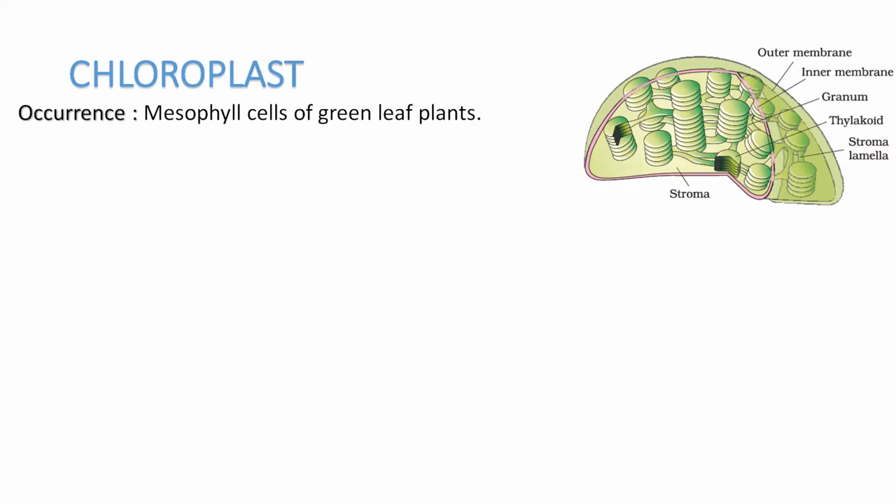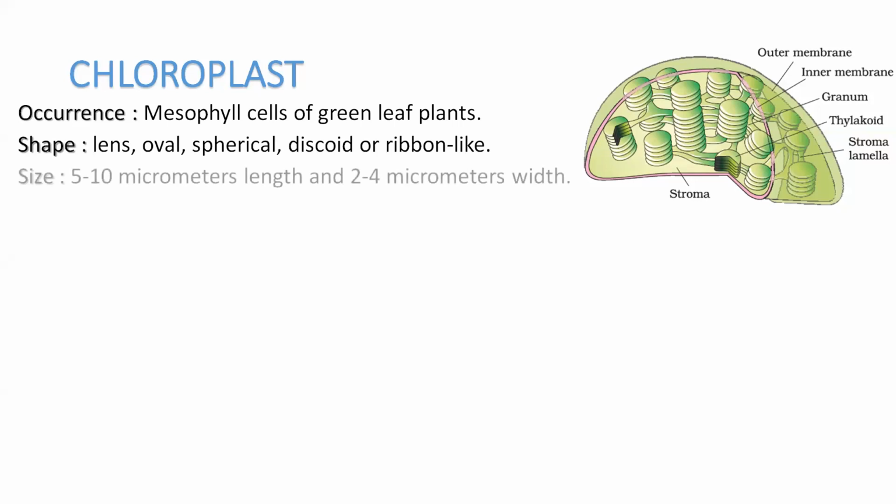Okay, the green part of the plant contains mesophyll cells, and inside the mesophyll cells there are chloroplasts. If you talk about the shape, it has different shapes: lens, oval, spherical, discoid or ribbon shape. Based on the morphology of the cell and its location, it has a different shape. Coming to size, it is 5 to 10 micrometers in length and 2 to 4 micrometers in width.